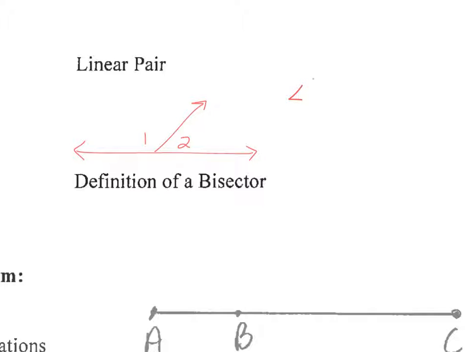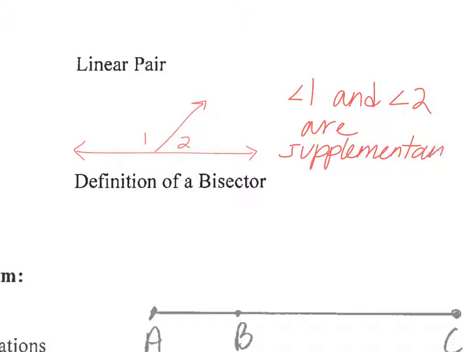So you say that angle 1 and angle 2 are supplementary. Angle 1 and angle 2 are supplementary because they're on a line, side by side, together.